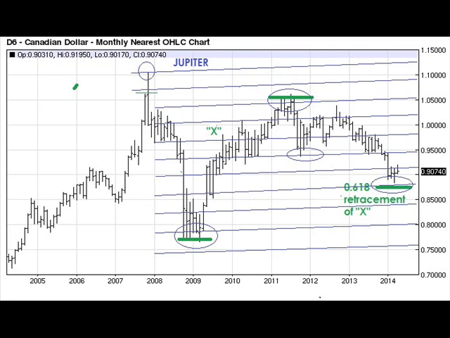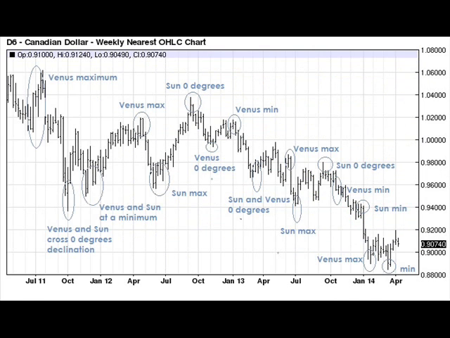And in the next month or so, if price takes out that 618 retracement, then you're going to want to start looking for a Fibonacci 0.786 retracement, and you're going to want to start looking for that to occur in concert with a Jupiter harmonic line.